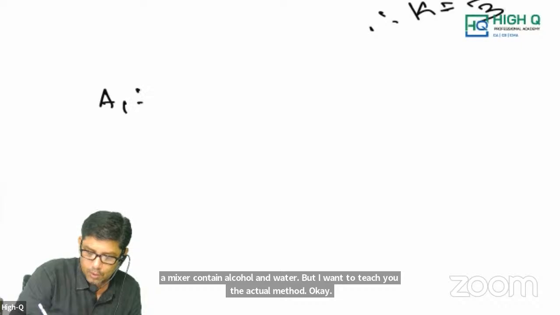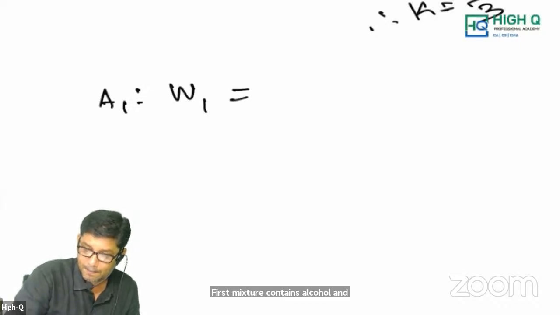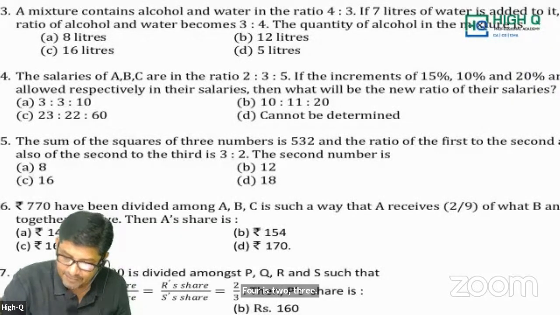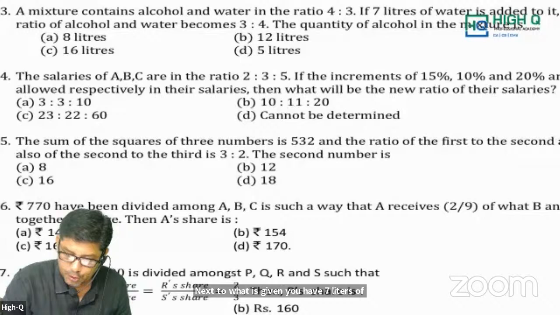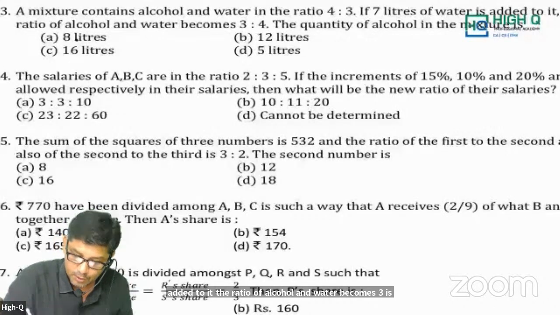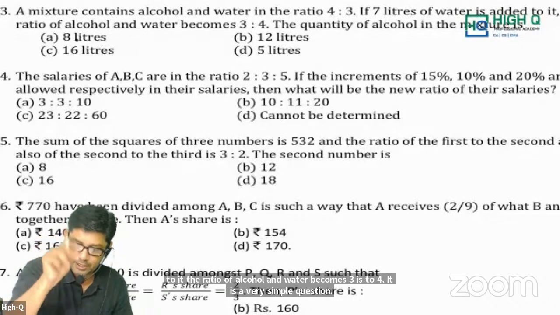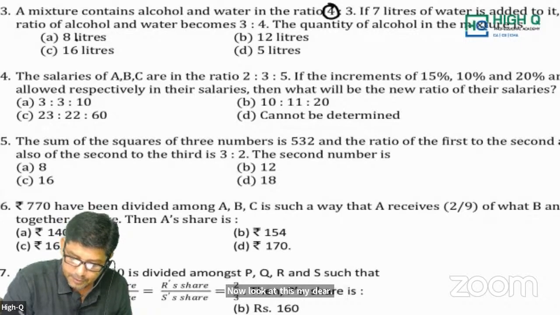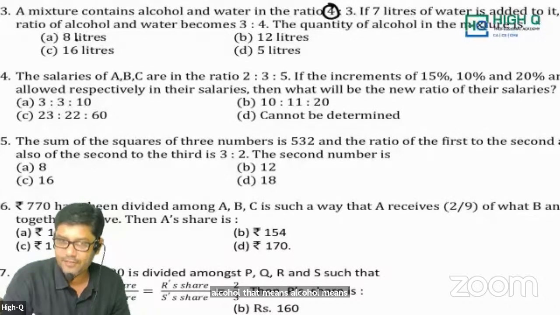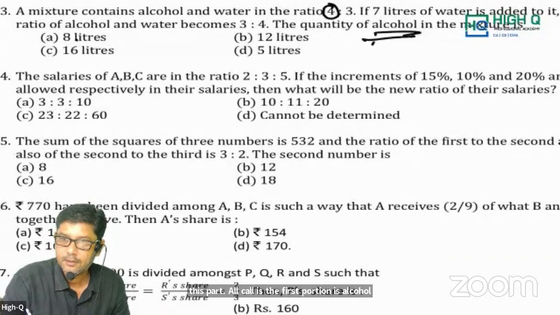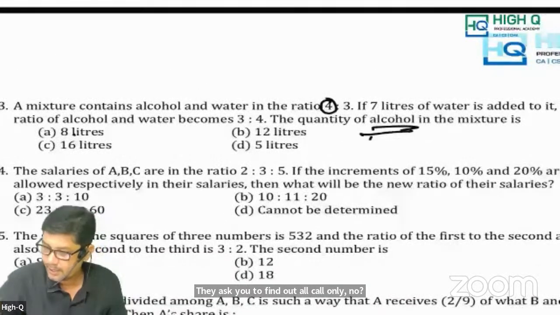First, the mixture contains alcohol and water in the ratio 4 is to 3. Next, what is given? If 7 liters of water is added to it, the ratio of alcohol and water becomes 3 is to 4. It's a very simple question. Now, the quantity of alcohol in that mixture. Now look at this, my dear. Alcohol, that means the first portion is alcohol, right? They ask you to find out alcohol only, right? Correct?